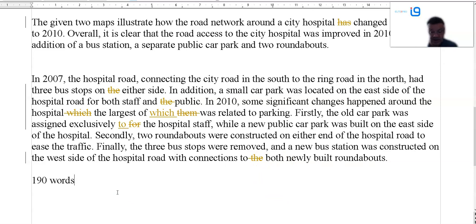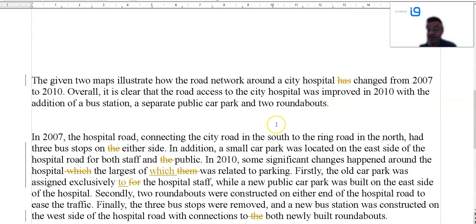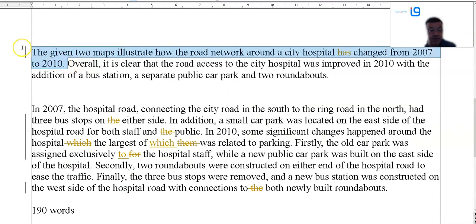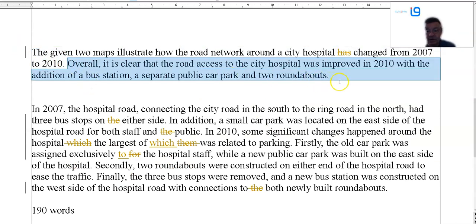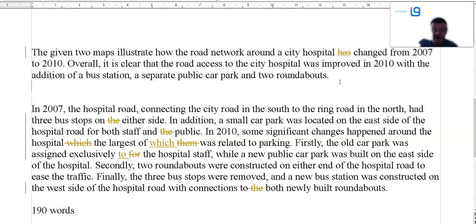Get rid of that. So that's better, certainly better than the first one. Okay, intro. Okay, good overview. I would have maybe mentioned what was unchanged. All right, so not only what has changed, but what hasn't changed. Now, in mine, I say the hospital itself and the roads have not changed, but the car park, bus station, and roundabouts did. Okay, so that overview is good though. Was improved, addition, I would have also said what was unchanged.